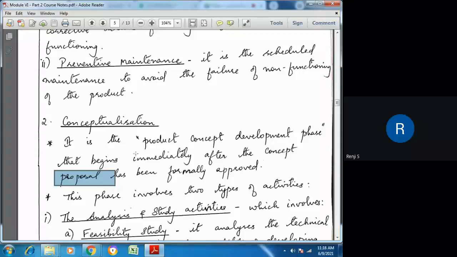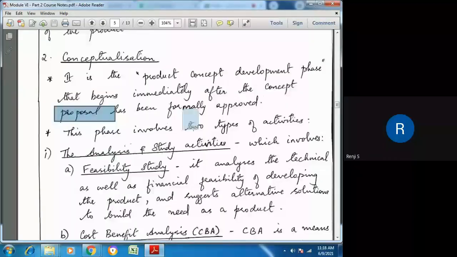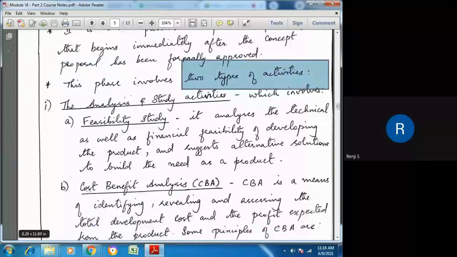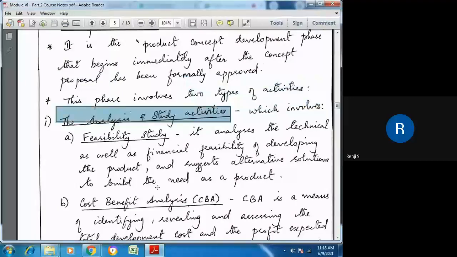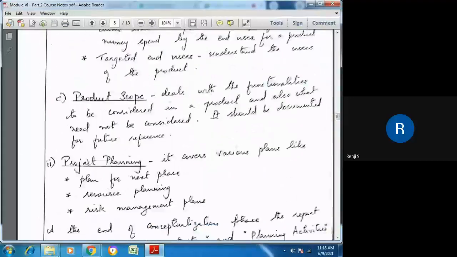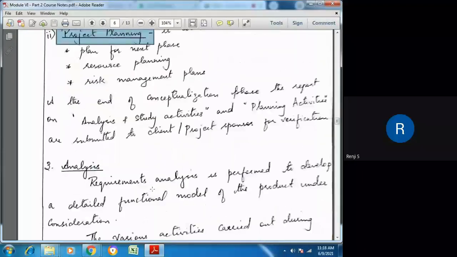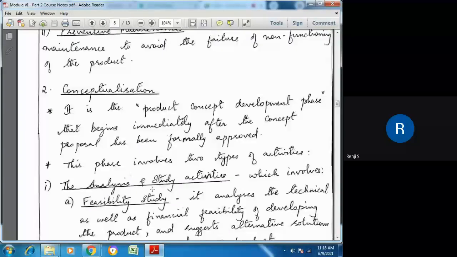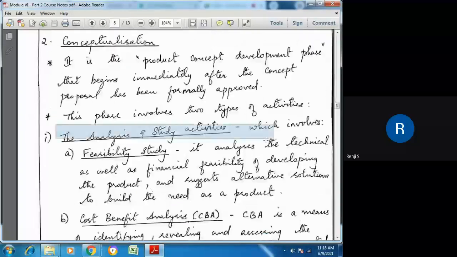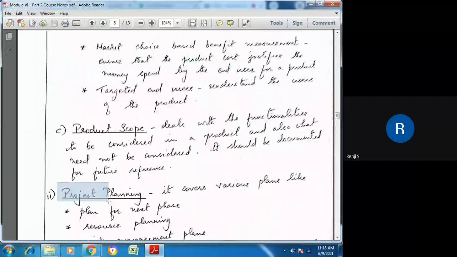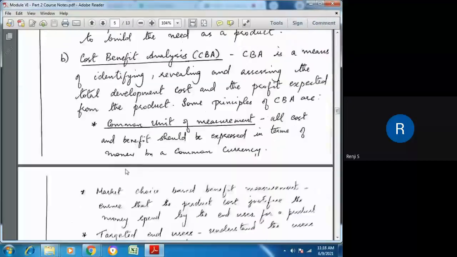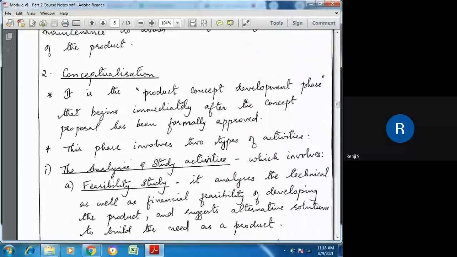During the conceptualization phase, two activities are carried out. The first is the analysis and study activities, and the second is project planning. So that is the second phase, and these are the activities carried out in it.